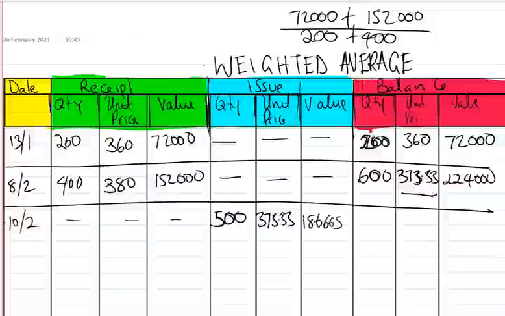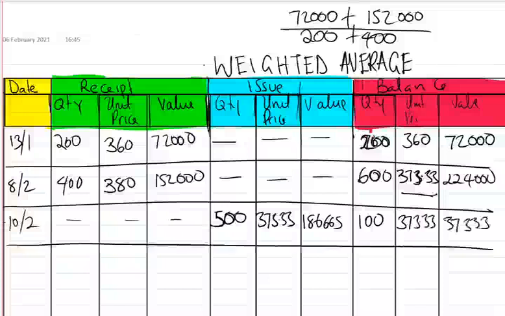186,665. So the balance will be, there are 600 in stores, we have sold 500, that means 100 is remaining. The recently calculated average is 373.33. If we multiply this, we should find 37,333. That means we are done with that one. We'll go to the next.